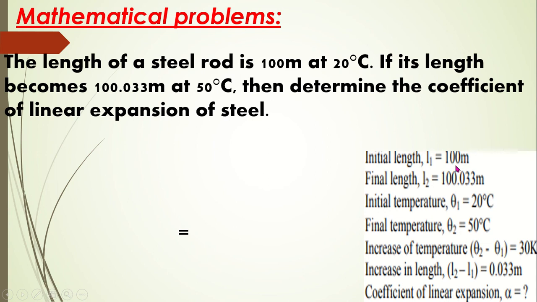For finding this, these things are given in the question. Initial length L1 is 100 meter. Final length L2 equal to 100.033 meter. Initial temperature theta 1 equal to 20 degrees Celsius. Final temperature theta 2 equal to 50 degrees Celsius. Increase in temperature, theta 2 minus theta 1, equal to 30 degrees Celsius.